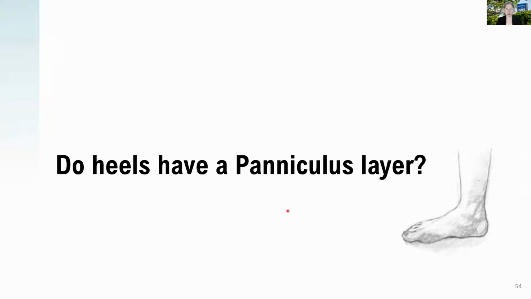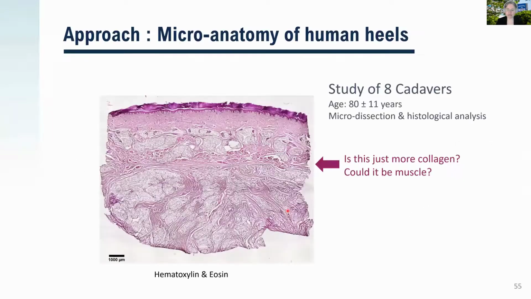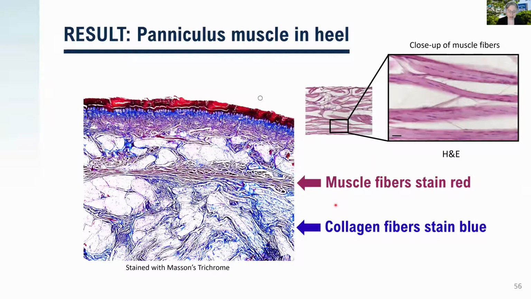Okay. Do human heels have a panniculus layer? A textbook does not mention any muscle in this region, and if you do an H&E stain, this is what you would see from heel tissue. We did a study of 8 cadavers, elderly, with microdissection, and we're asking, could this be more than just collagen septa? And the answer is, with staining of Masson's trichrome, yeah, that's muscle. That turned red. The collagen turns blue. And if you zoom up close, you can see those are muscle fibers.